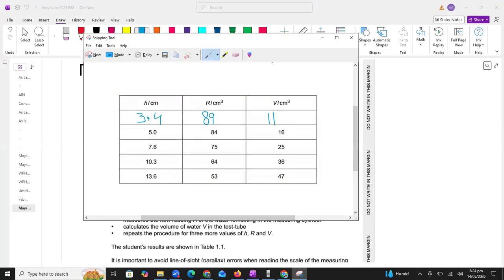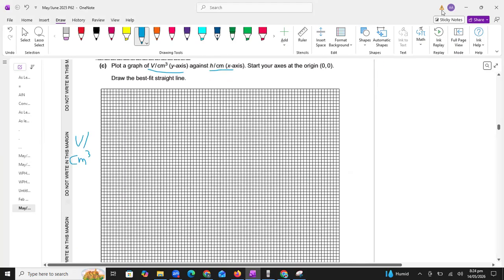All right, so now students, we have to plot the graph between volume and height. We have to draw the graph between volume and height. Just give me 1 minute, beta.